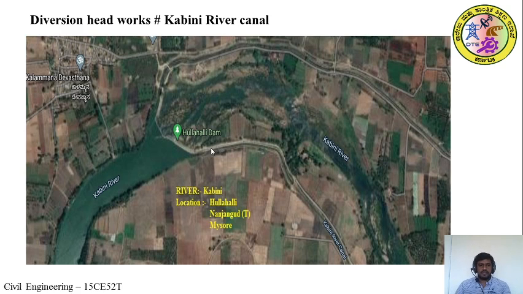Another diversion headworks is on the Kabini river. It is a tributary of Kaveri. This is also one of the old diversion headworks. It is near the village Hullalli, Nanjangud Taluk, Mysore district. Here also there is a left bank canal and also a right bank canal. This is a weir. Okay, so these are some of the case studies regarding the diversion headworks in the Kaveri river basin.